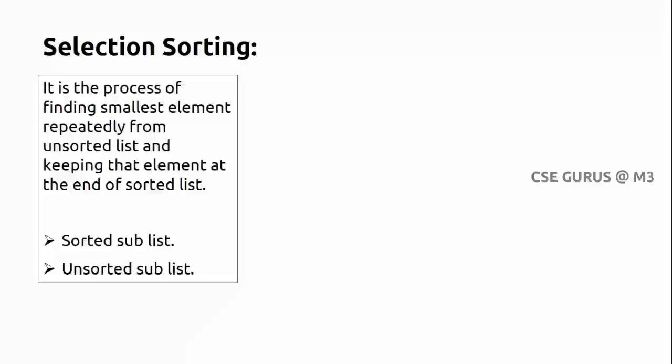Let me take an animated way to show a list of elements sorted using selection sort. I mentioned here that selection sort uses a sorted sublist and an unsorted sublist. Your list, your array, will be divided into two parts: one is the sorted sublist and another one is the unsorted sublist.